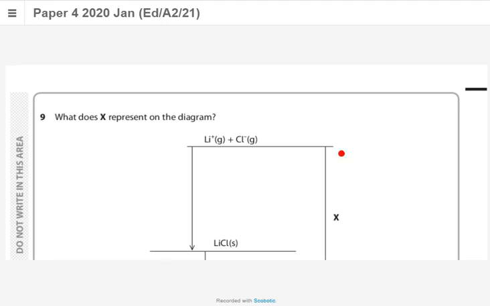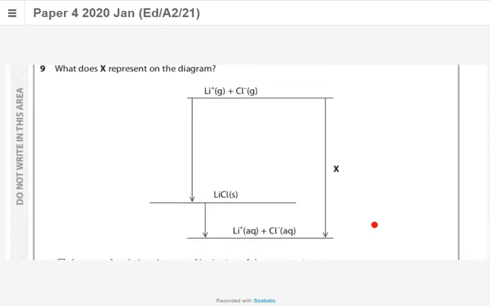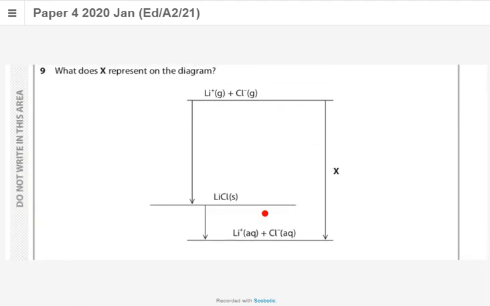Question 9. What does X represent on the diagram? This is gas to aqueous. This is the enthalpy of hydration, right? Hydration enthalpy. This is lattice enthalpy, and this, solid to aqueous, is enthalpy of solution. This is enthalpy of hydration. Let's see the answers.